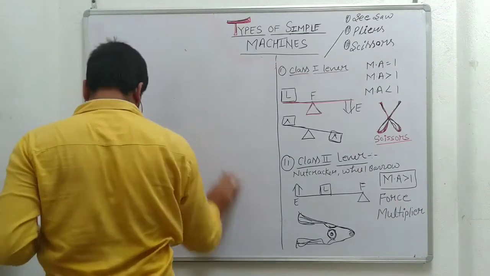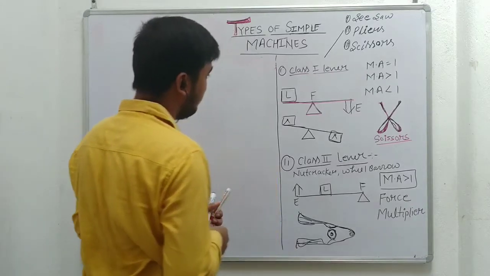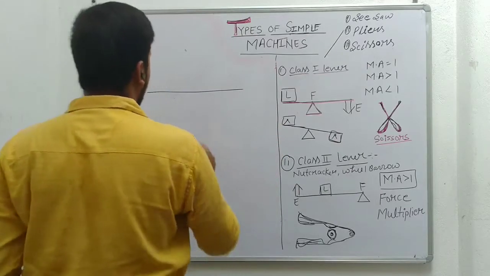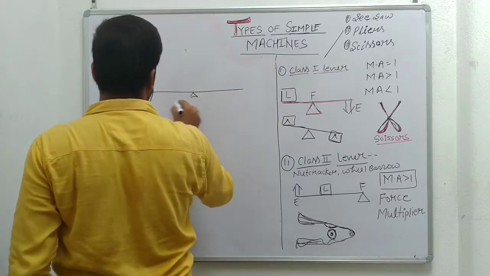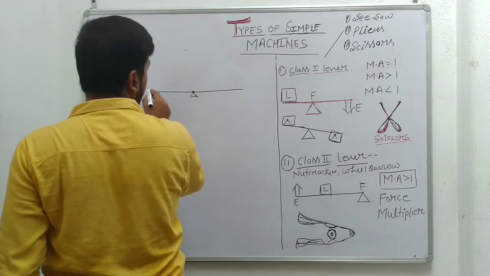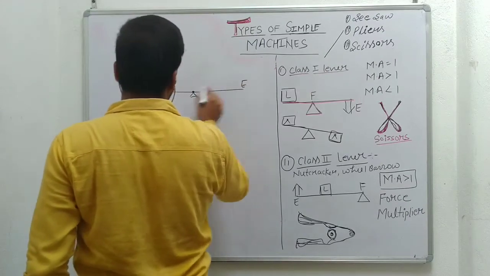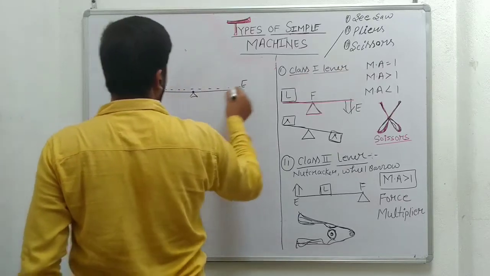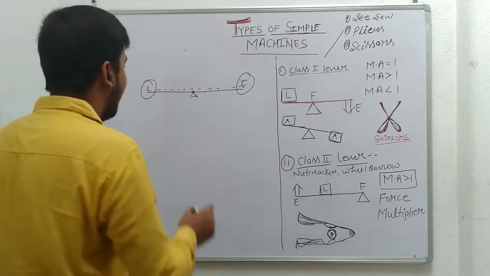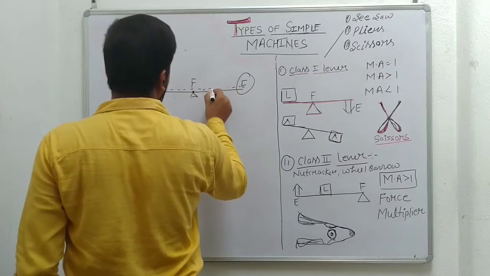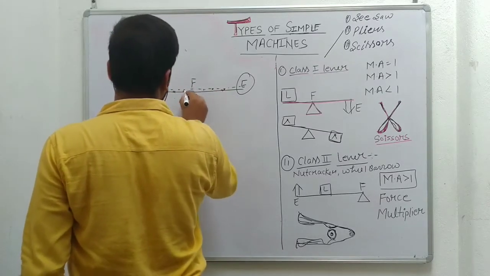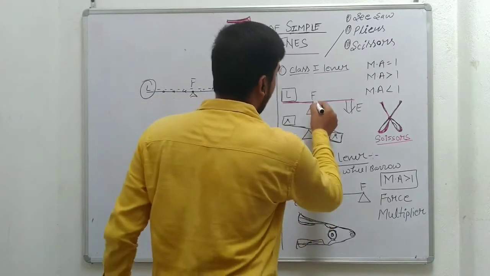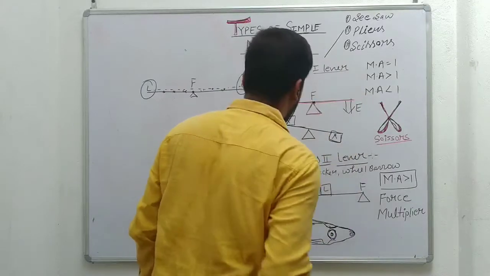Here, it is not necessary that the fulcrum will always be in the center between load and effort. It can be anywhere in between load and effort. Load and effort will always be on the sides, and the fulcrum will exist anywhere in between these points. So in class 1 lever, the fulcrum will be in between load and effort.